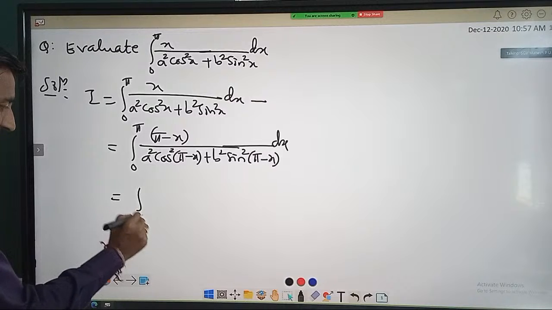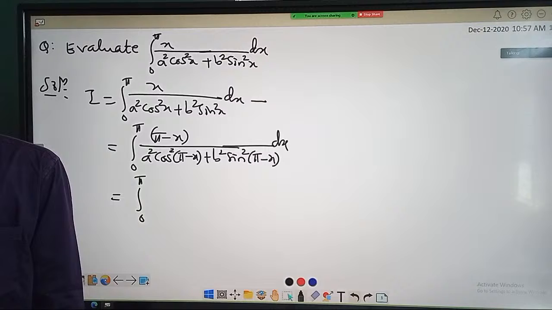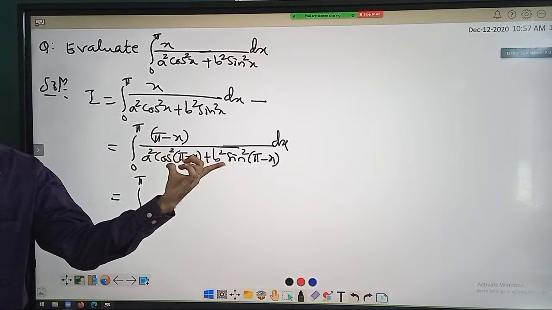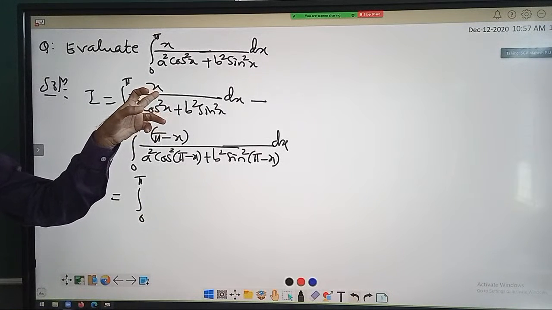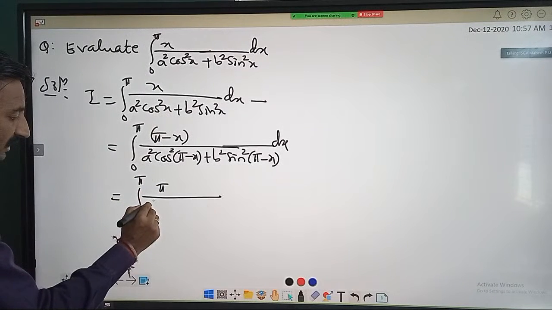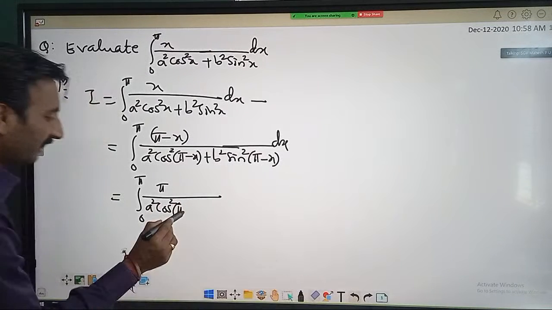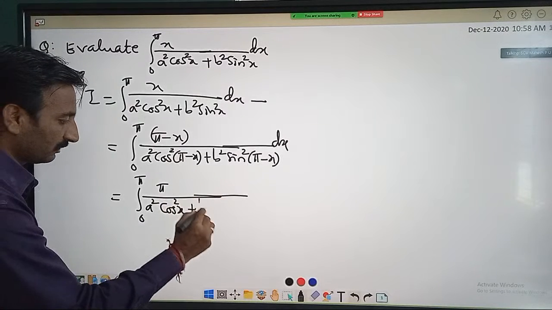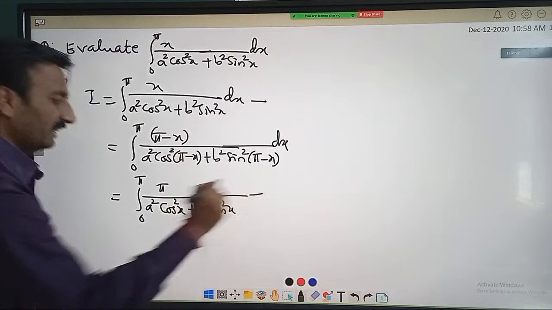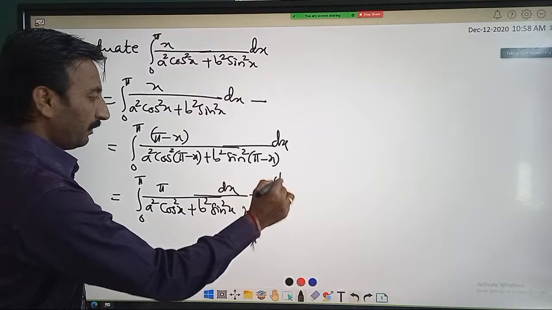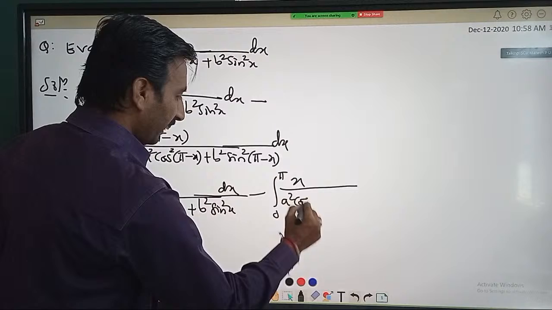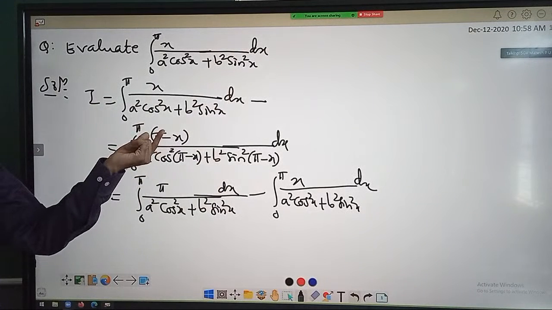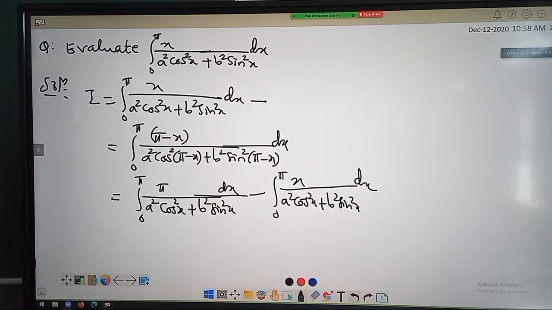Now look. The numerator is pi minus x, a sum of two functions: pi divided by this part, and x divided by this. Now see how I write it: pi divided by a square cos square of pi minus x, and cos of 180 minus theta is cos theta only, no change. Even though it is negative, because of the square it becomes positive. So it is b square sin square x dx, minus the integral from 0 to pi of x divided by a square cos square x plus b square sin square x dx. Simply separate the terms: the numerator has a sum of two terms, pi divided by this and x divided by this, so two separate integrals are written.